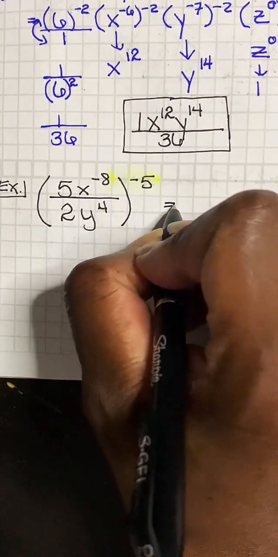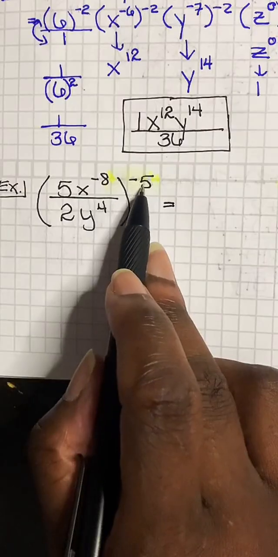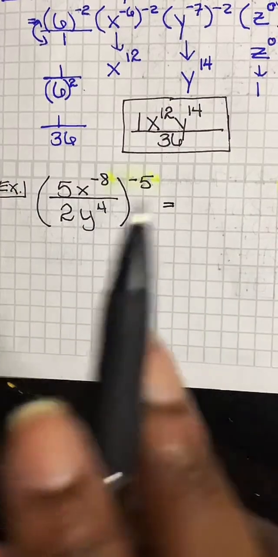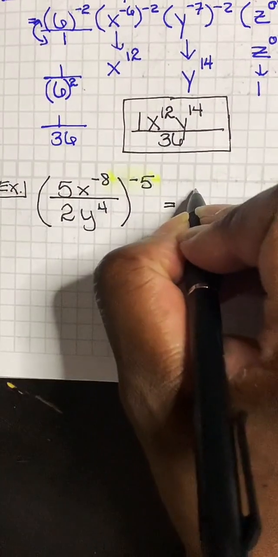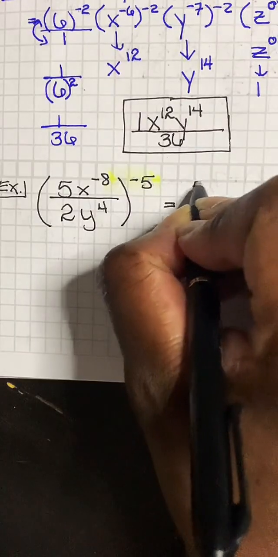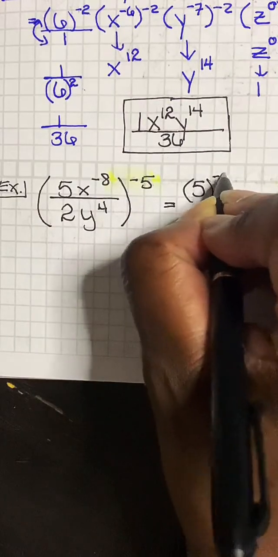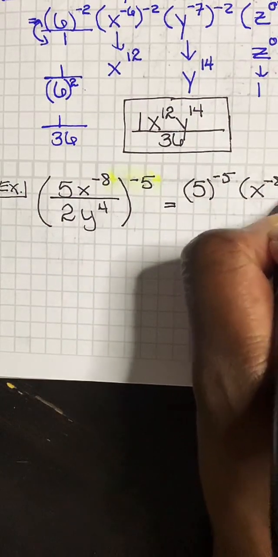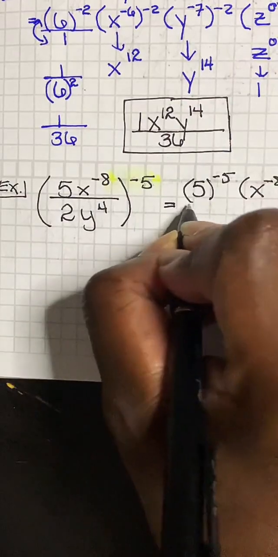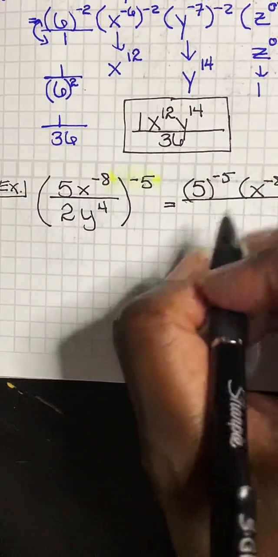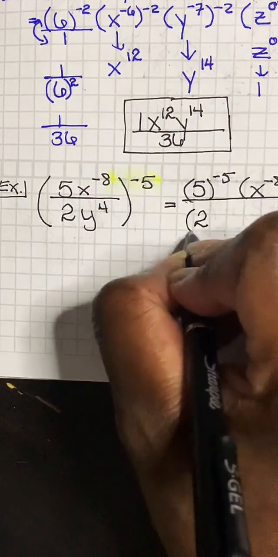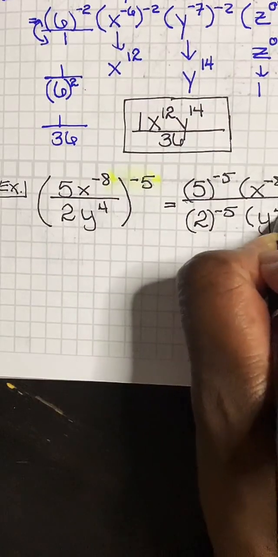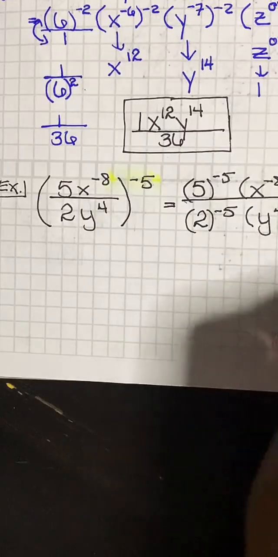Now, just like we've done before, we're distributing this -5 to everything inside the parenthesis. There's a reason why I'm doing that, and I'm going to explain in a moment. So we have the 5 being raised to the -5th power. We have x to the -8 being raised to the -5th power, so that's our numerator. Then our denominator is 2 being raised to the -5th power, and y to the 4th being raised to the -5th power.